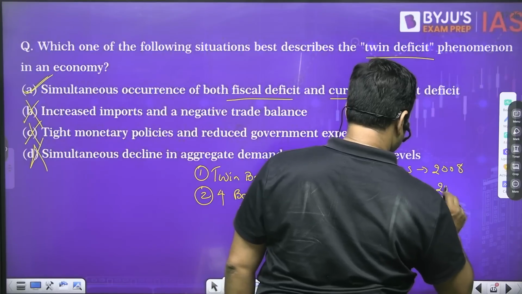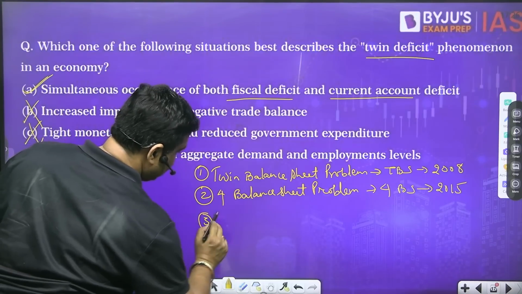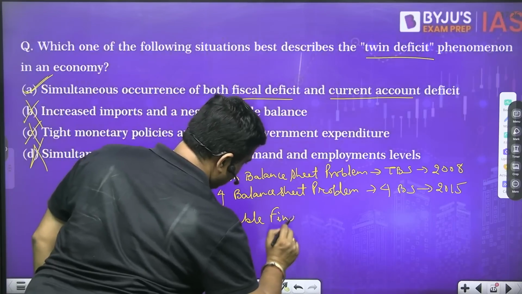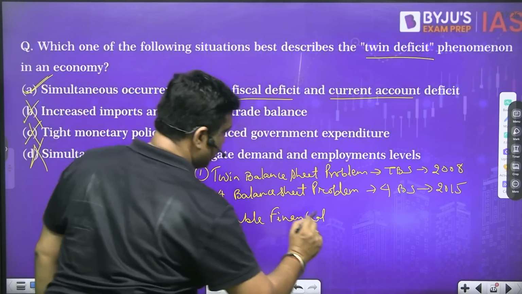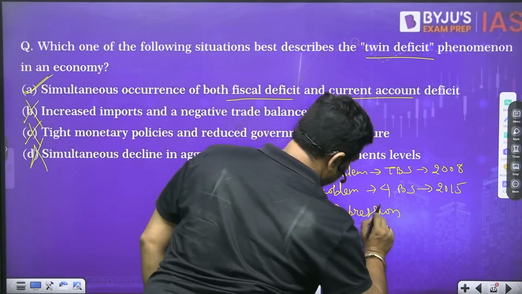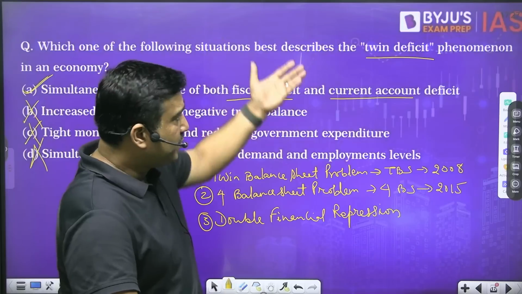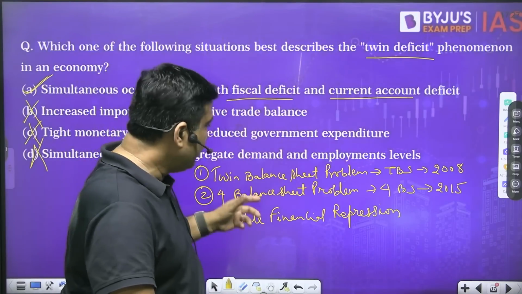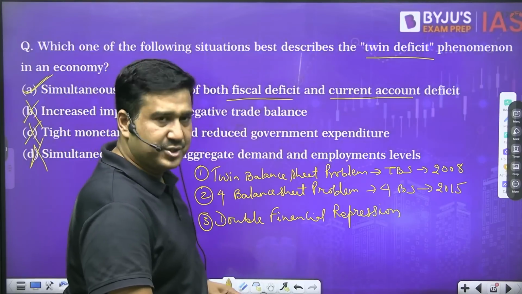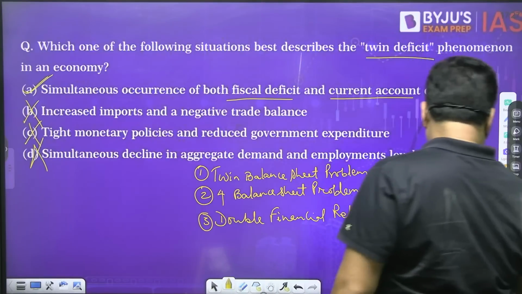4BS was introduced in 2015, and along with that there is another term known as double financial repression. These three concepts, because a question might not be asked on twin deficit, but on the twin balance sheet problem, TBS, 4BS and double financial repression, you need to prepare as an assignment. Now next question.